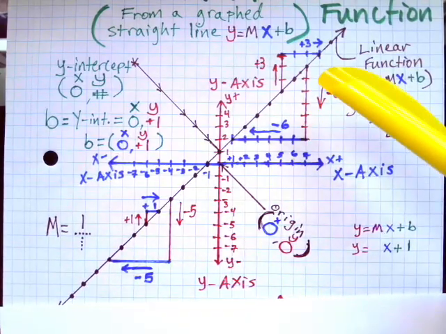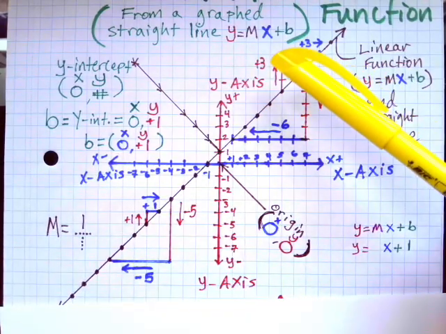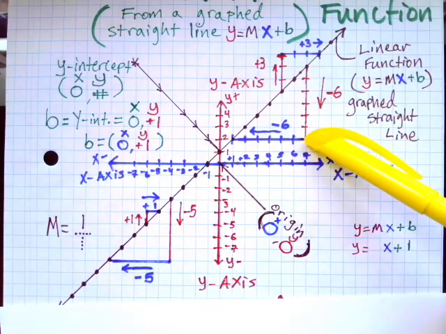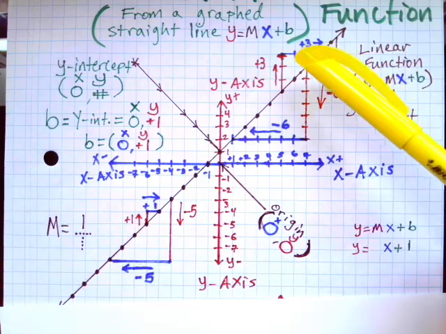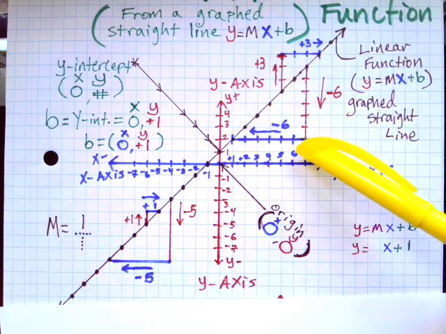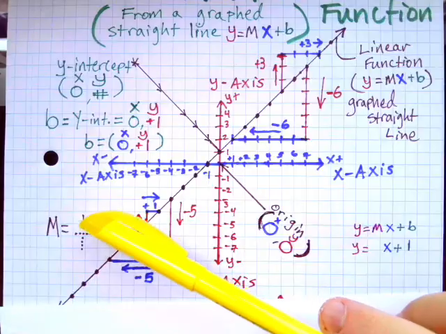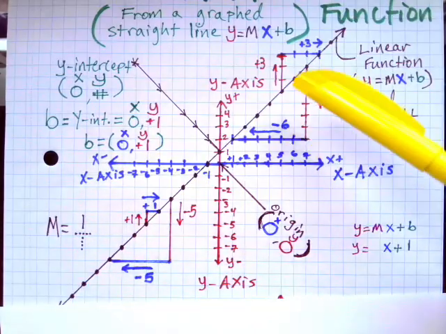What is 3 doubled going down? That's a negative 6. What is 3 doubled going in the negative x direction? That's a negative 6. What is a negative 6 over negative 6? Oh, that's a positive 1, or positive 1 over 1, right?